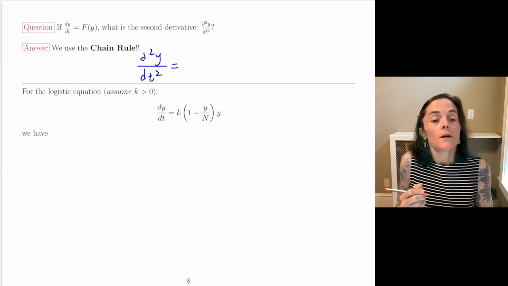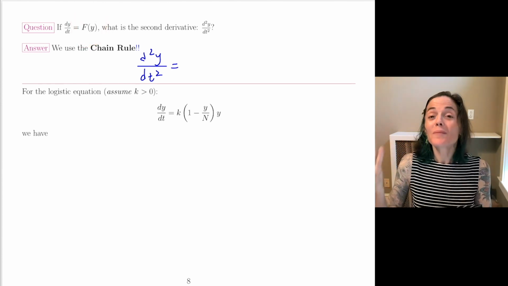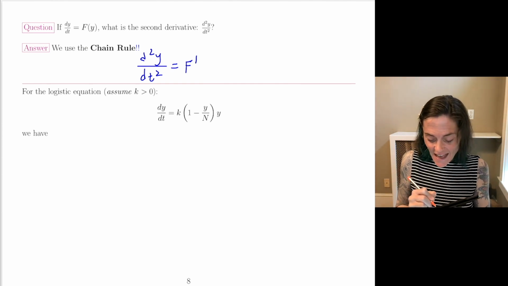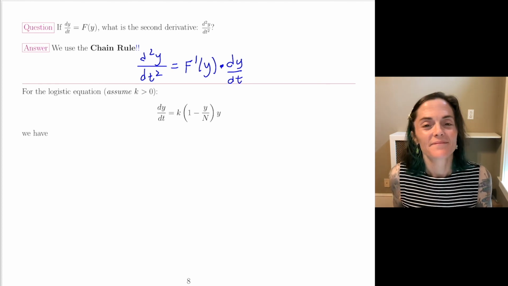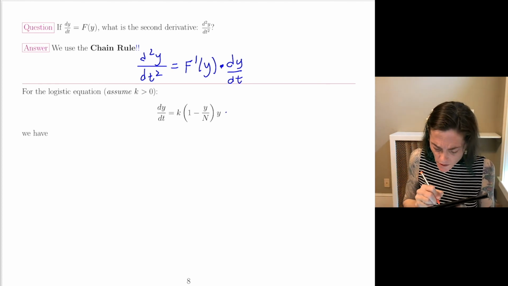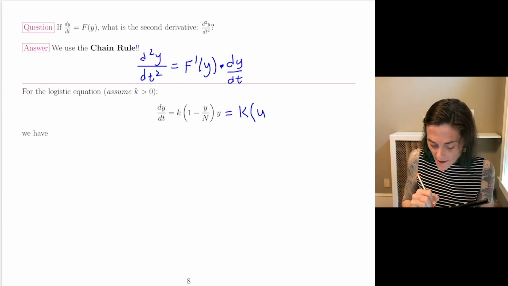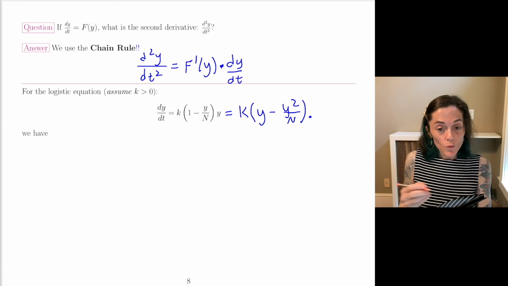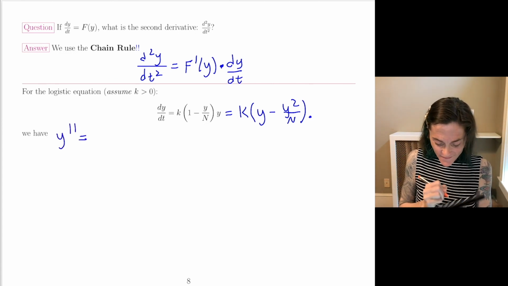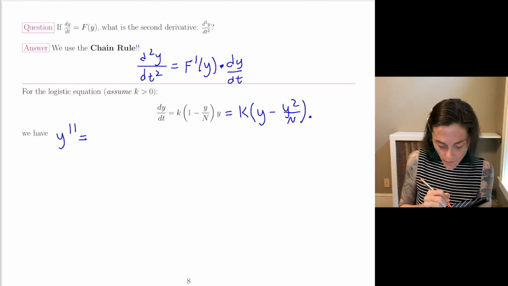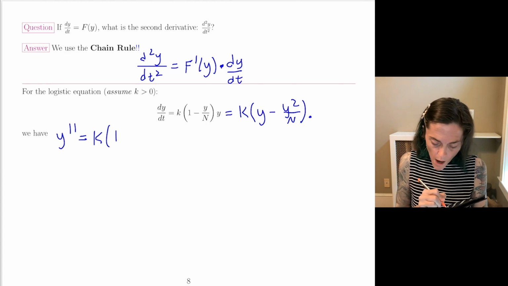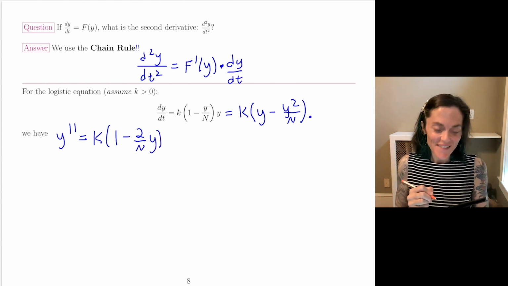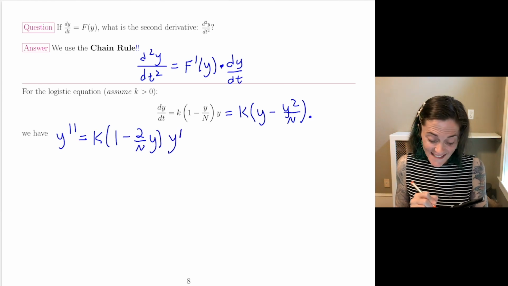So it would say that d squared y over dt squared, we differentiate the first derivative, remembering the chain rule. Take the derivative of the outside, evaluate it at the inside, and then times the derivative of the inside function. Well, let me multiply this out to help me. Maybe I'll still leave this k out in front, and then I have y minus y squared over capital N. Now I can really just use power rule. So the second derivative, d squared y over dt squared, I can write down the constant. Now, differentiate. We have 1 minus 2 over N y times the derivative of the inside function, so times y prime, or dy/dt.